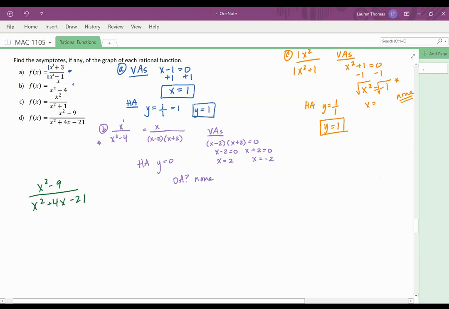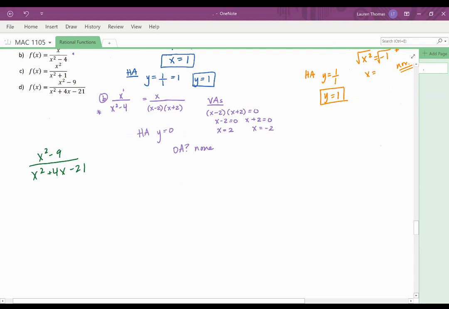Okay, lowest terms means that we've completely factored the numerator and the denominator. So in our numerator, we have x squared minus 9. That's a difference of two squares. So I'm going to go ahead and factor that. X minus 3, x plus 3.